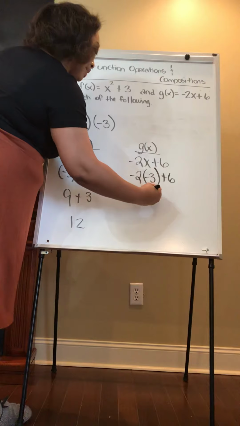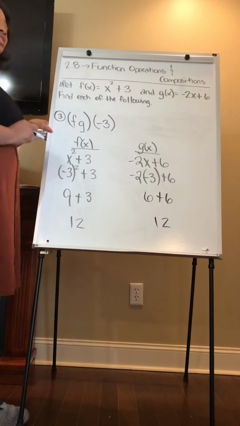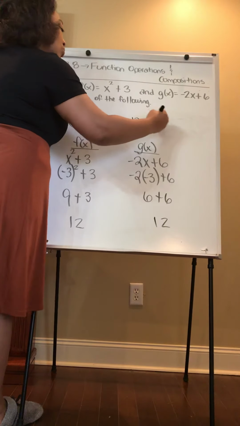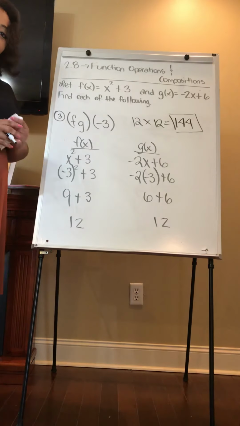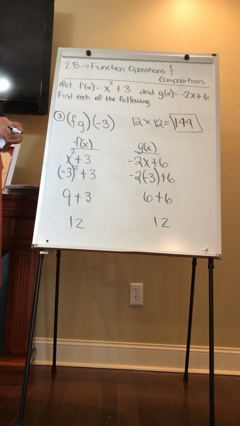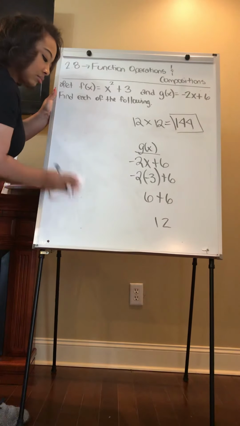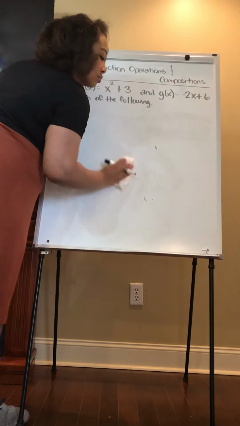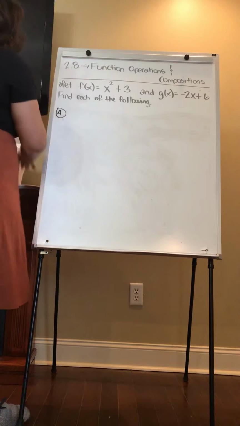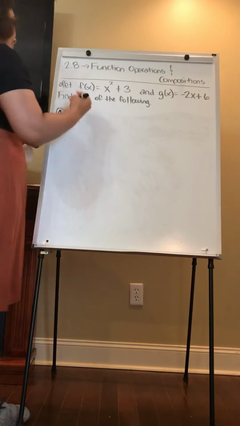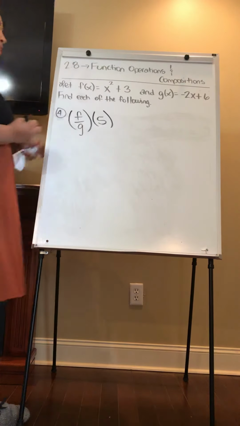Negative 2 times negative 3 is a positive 6. Plus 6 is also 12. So our operation this time says to multiply. So 12 times 12 gives you a final answer of 144. And our last operation will obviously be division. f over g of positive 5.